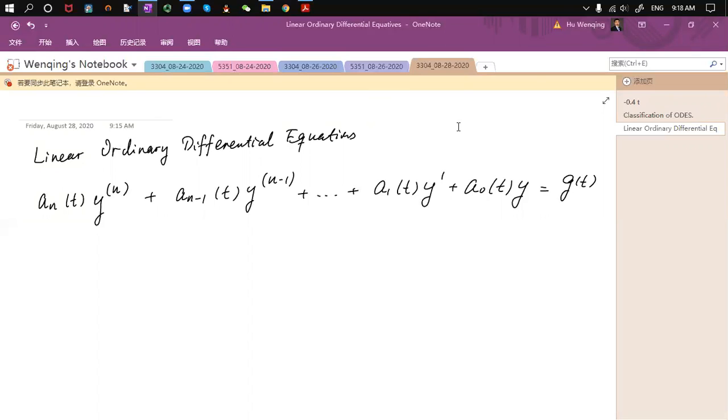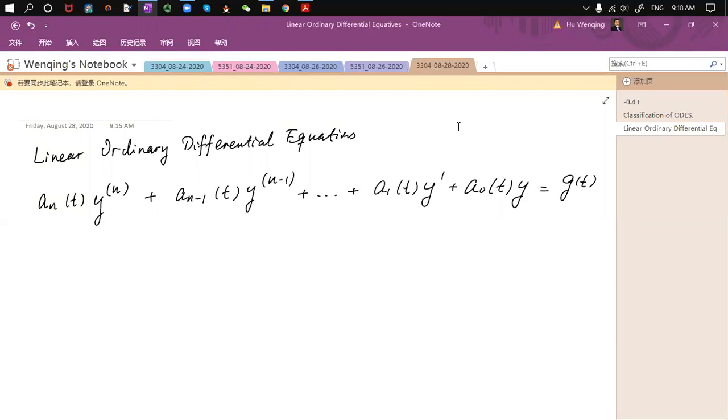Okay, so we're looking for a function y in terms of t, right? So therefore, y is going to be the function and t is going to be the variable. So the order of this differential equation is just equal to n, because the largest number of derivatives that occur in this differential equation is n.